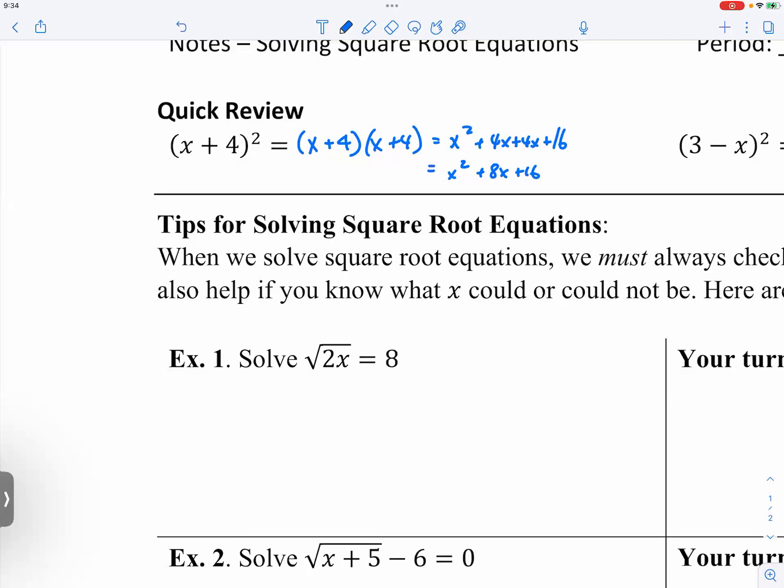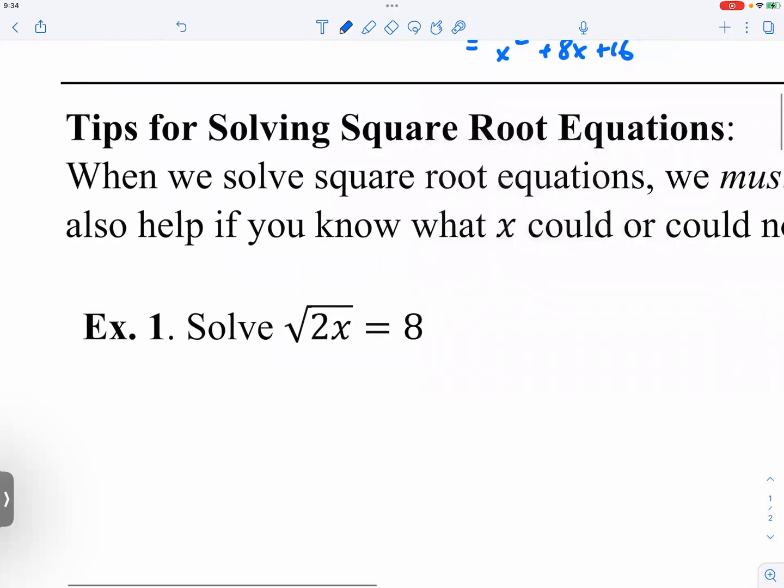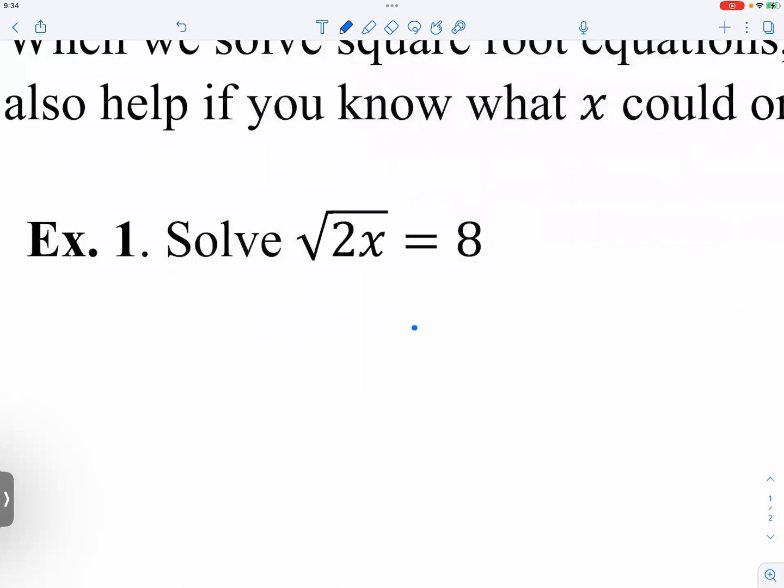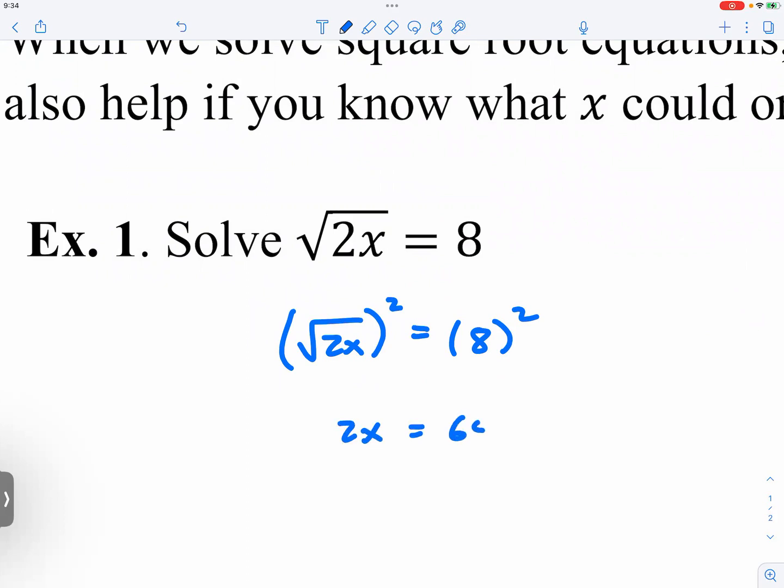All right, let's start with example number 1. Now, there are a couple of ways you can approach this, and I will walk through both ways. First, what do you do to get rid of square root? You square, right? So you would square both sides. So you would show your work. I don't mind if you just go straight to 2x equals 64.